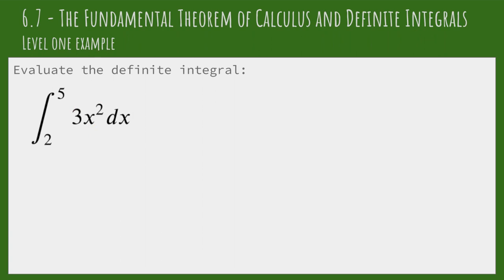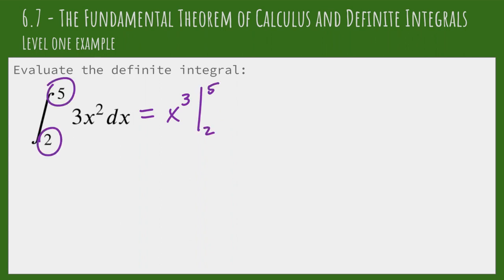Remember, the second fundamental theorem says that we can start with any antiderivative. So we think to ourselves, what do we take the derivative of to get 3x squared? I hope that you recognize that we can take the derivative of x cubed to get 3x squared. Normally with an antiderivative, we would include the constant of integration, but we do not need that here because we can choose any antiderivative, so we're choosing c equals 0. Then we're going to evaluate that from 2 to 5.